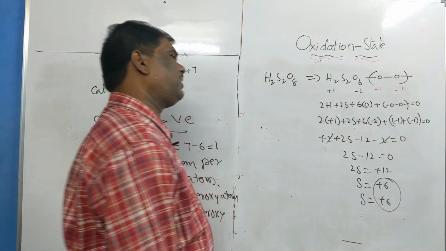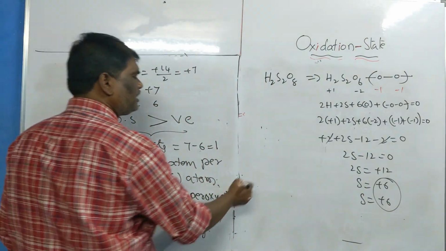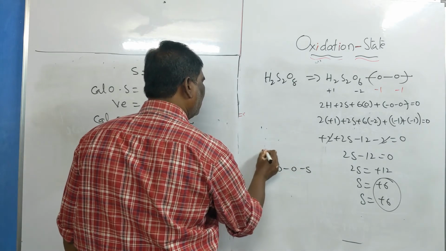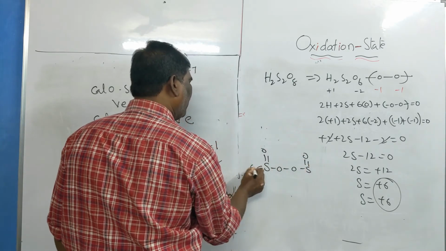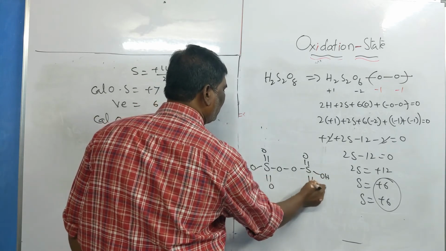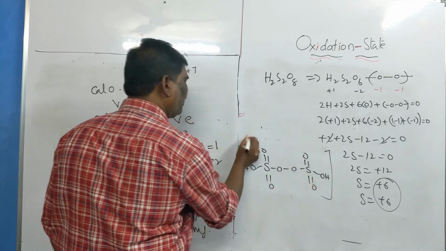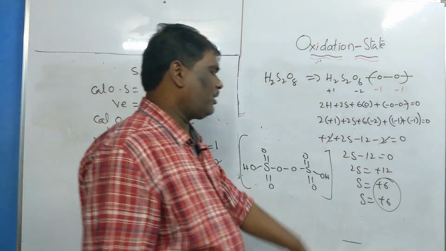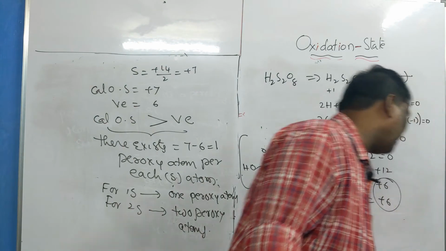Then the oxidation states are calculated. Now enjoy the geometry of this one. It is having a peroxy linkage like this. Double bond O, double bond O, and here is OH, OH, and this is double bond O, double bond O. You will learn about the geometry in higher studies. For the time being, these are confirmed as peroxy molecules.